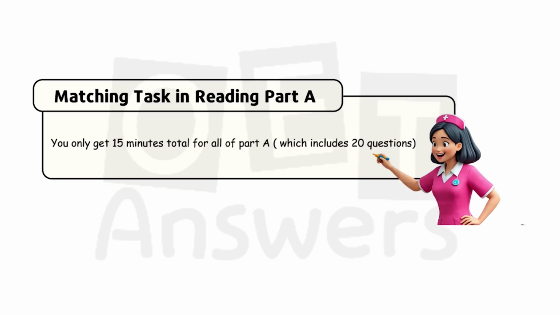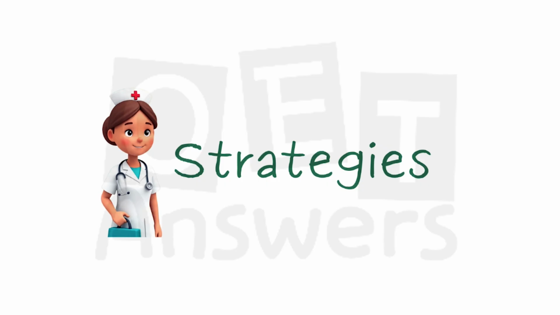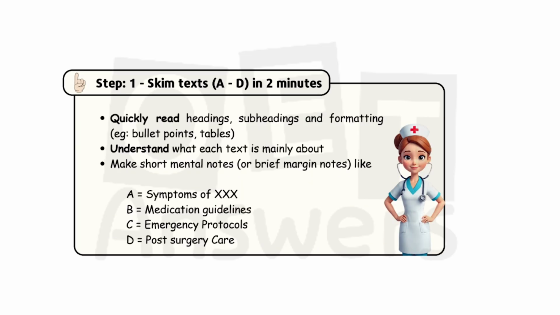First, you will get only 15 minutes to complete the whole of Part A, which includes 20 questions. We can see the matching task strategies in this video. Look at step 1. First, skim the text. For all 20 questions, we will do skimming and scanning. Skimming is very essential to understand what type of information the particular text includes. You should skim texts A to D, and you can take only 2 minutes to complete the skimming. Clear about it?